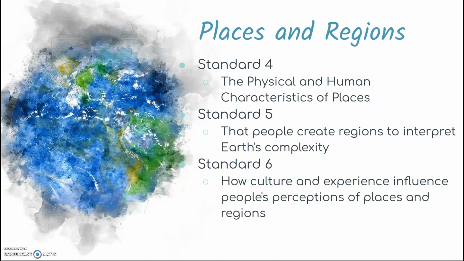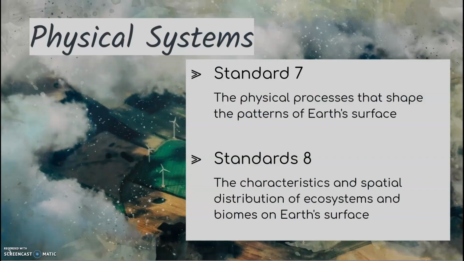Standard 5 is people create regions to interpret Earth's complexity. So this is understanding the origins and functions of the regions that humans create. So standard 6 is how culture and experience influence people's perceptions of places and regions. And with that, we look at understanding how our own culture and life experiences shape the way we perceive places and regions through both direct and indirect experiences.